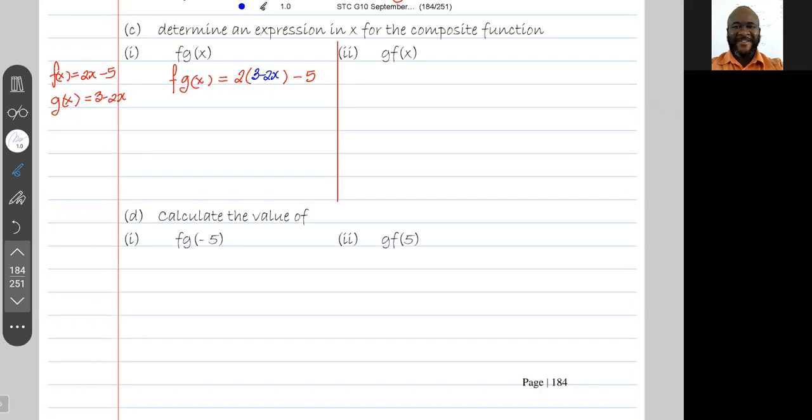And then all we have to do is simplify. So this becomes 2 times 3 is 6. I'm applying the distributive law. 2 times minus 2x is minus 4x, minus 5. So we have 6 minus 5 minus 4x. 6 minus 5 is 1, so 1 minus 4x. So f of g of x is 1 minus 4x. What I just did for f of g of x, I want you to do for g of f of x.